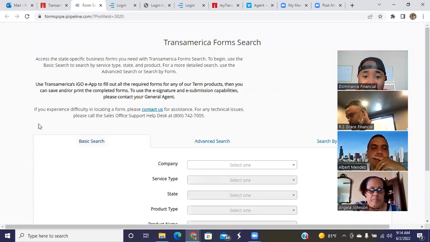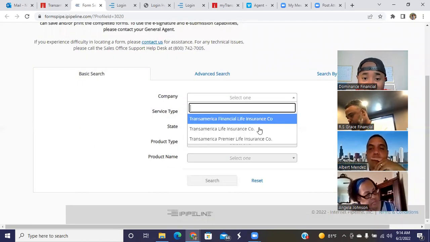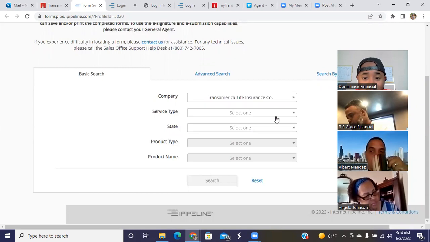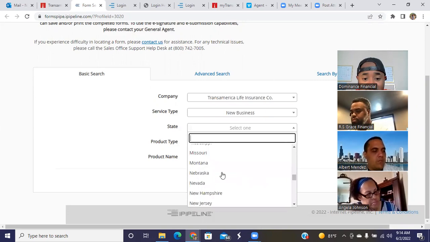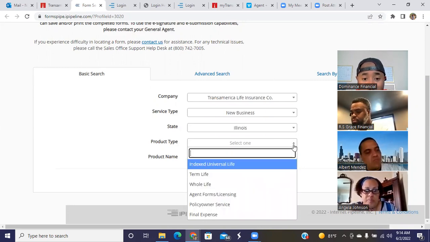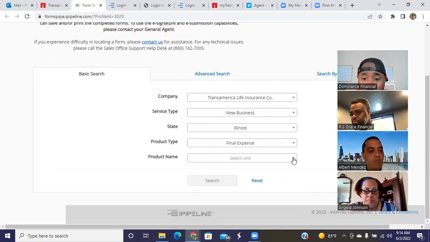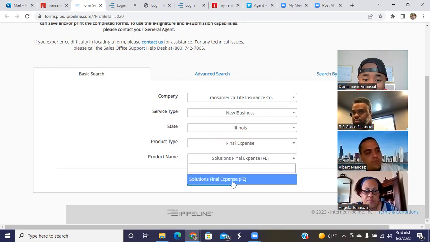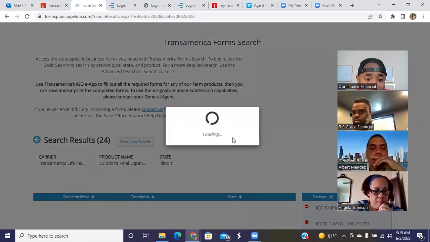If you want to get forms and brochures, you can always go to Forms. You can find it. What are we doing here? Service type is always new business. We're in the state of Illinois. Let's say the client is in the state of Illinois. Depending on where they live, you might need something for their state. Was this a whole life? No, this is actually a final expense. Okay. And I think we're looking at one of the versions of their solutions. I think it was Immediate Solutions was the one we were looking at.